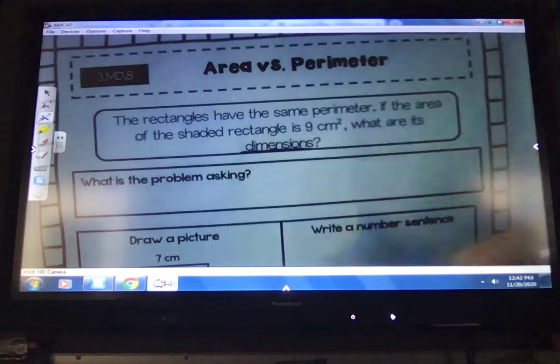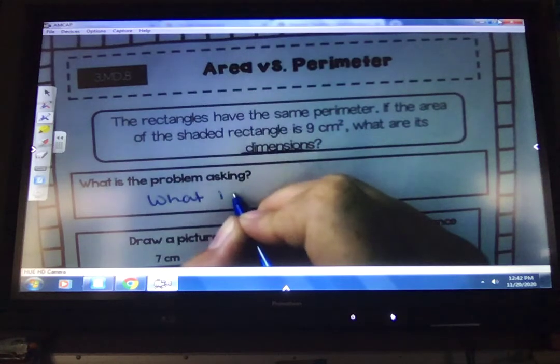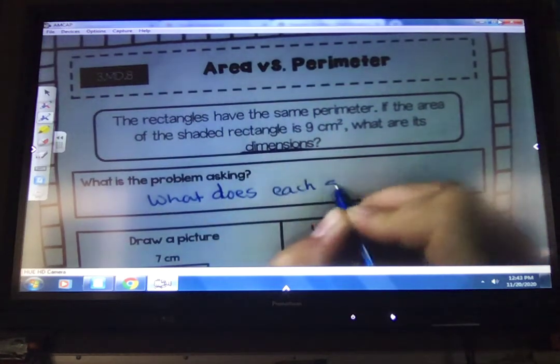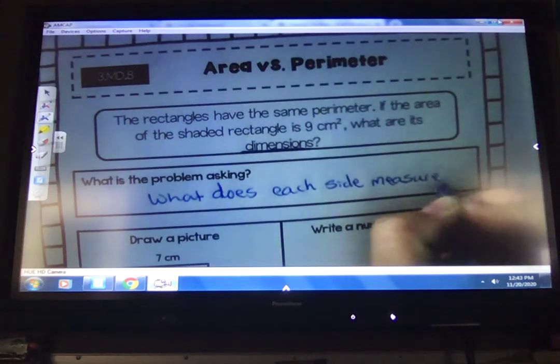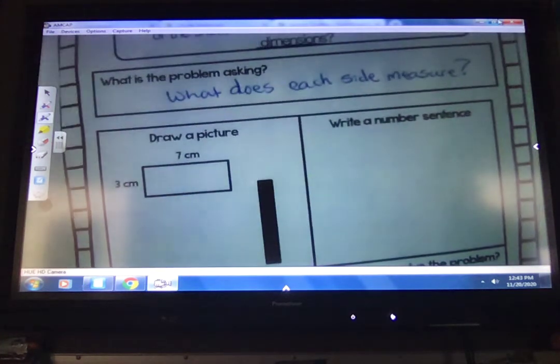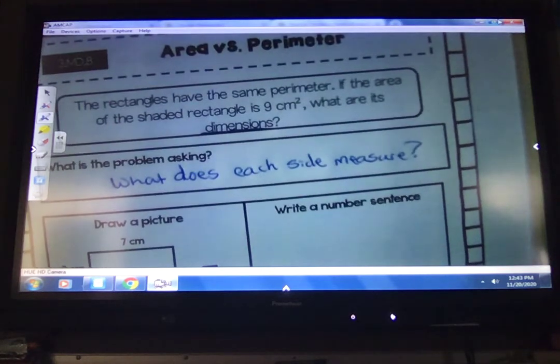So what's the problem asking? What does each side measure? That's basically what it's asking us. What are those sides, lengths, and widths going to be? Now look how they helped us. They've already drawn one of our pictures. They've already got 3 and 7, okay?